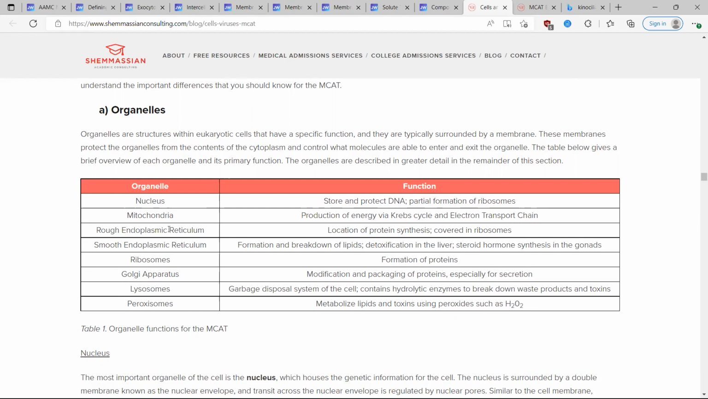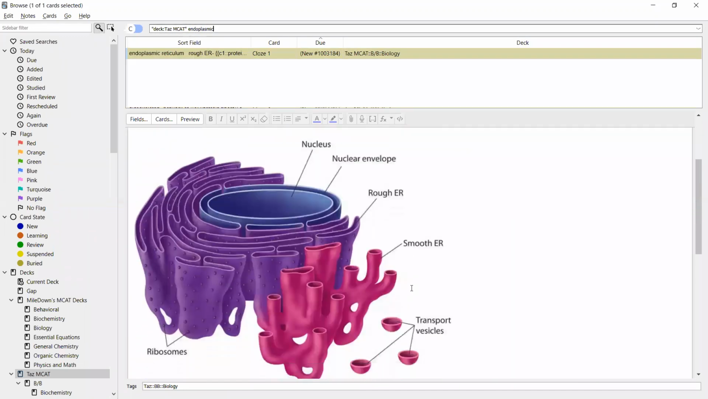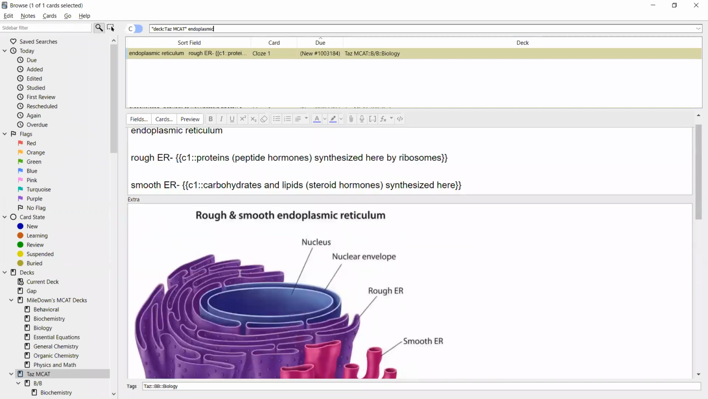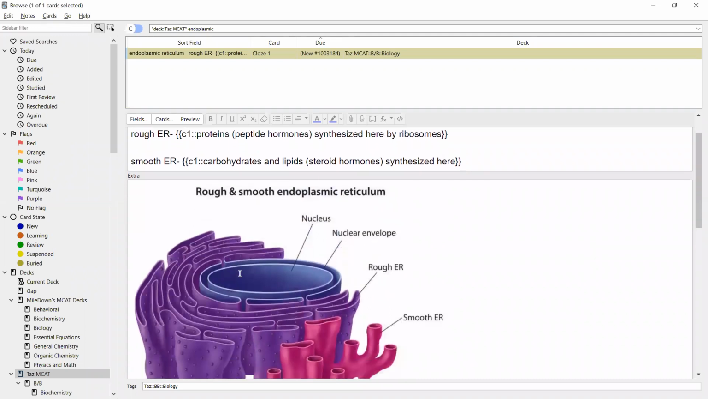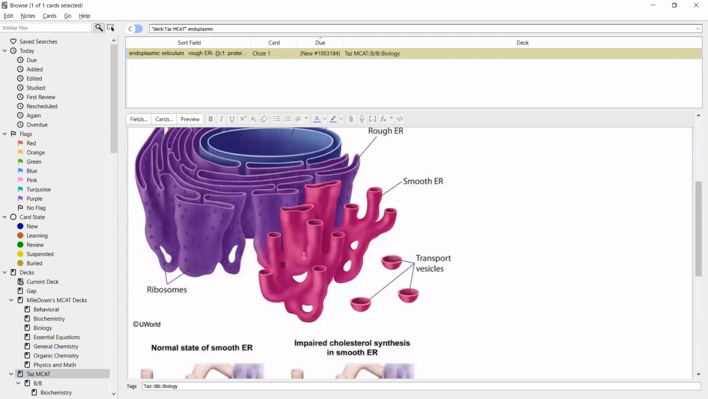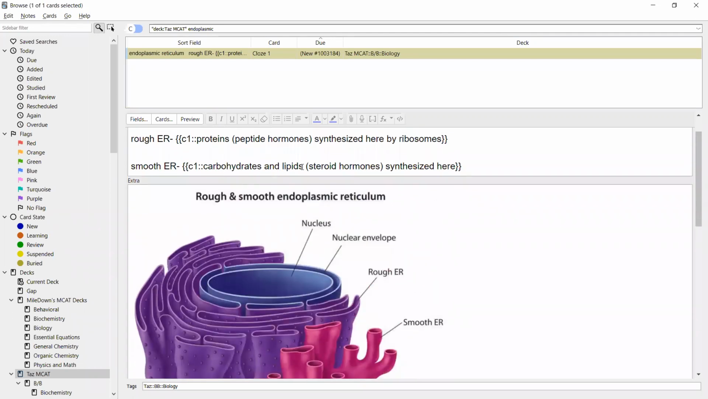There are two types of endoplasmic reticulum, rough and smooth. The endoplasmic reticulum is very closely associated with the nucleus, because here's the nucleus, and it has direct attachment to the rough endoplasmic reticulum. The rough endoplasmic reticulum is called rough because it's studded with ribosomes, and proteins can be made here by those ribosomes. Whereas the smooth endoplasmic reticulum does not have those ribosomes, because carbohydrates and lipids are made there.